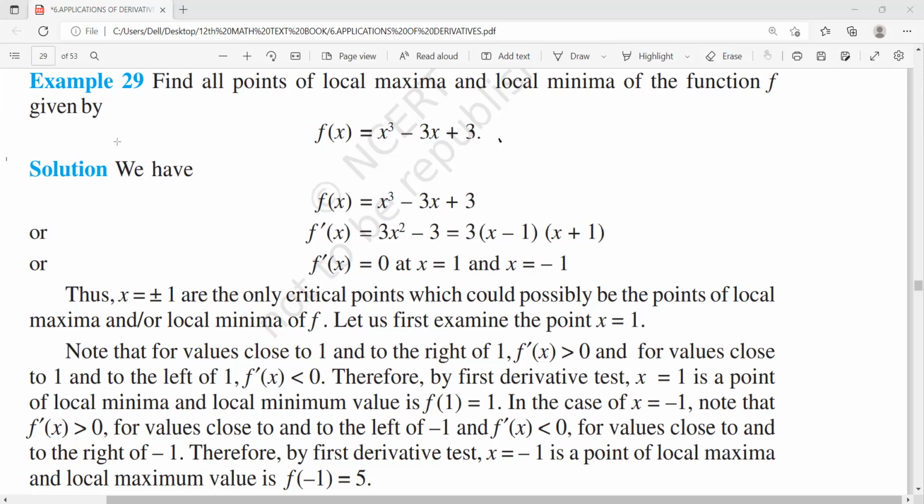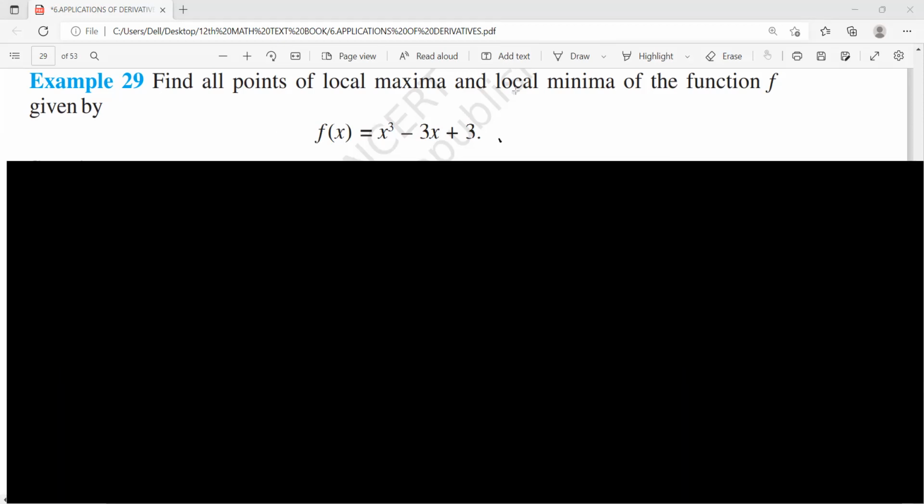Anyway, now you need to apply first derivative test, which we learned. So we'll apply first derivative test here. Find all the points of local maxima and local minima of the function f given by this. So first we find f'(x), 3x squared minus 3, and we equate to 0, because when you equate to 0 you get turning points. That is 3x squared equal to 3, x squared is 1, x equal to plus minus 1.